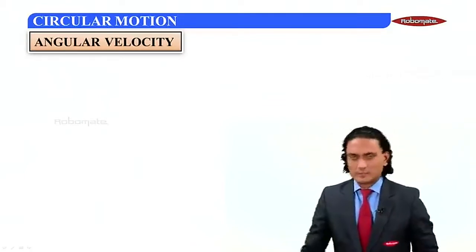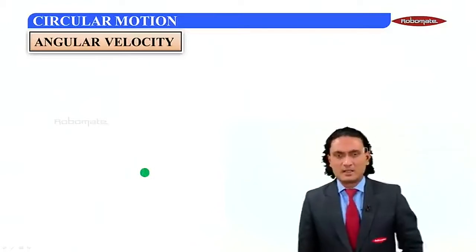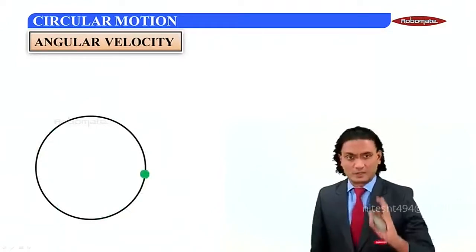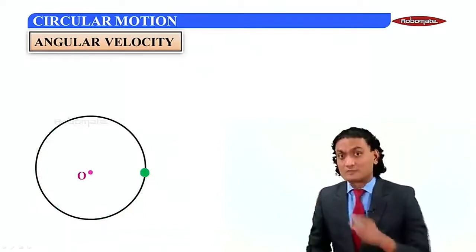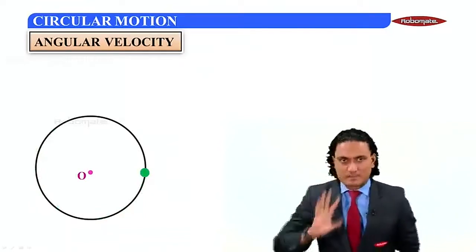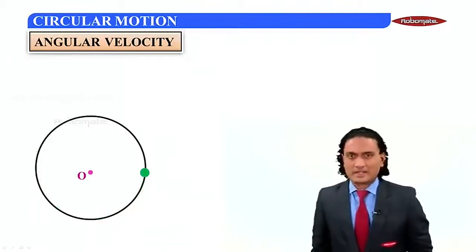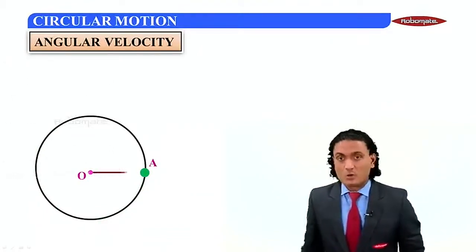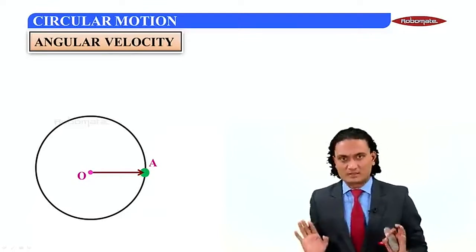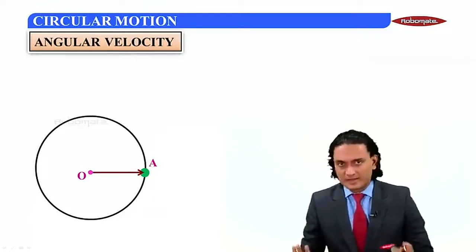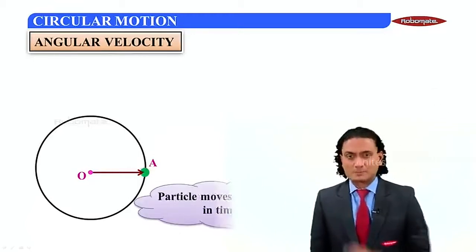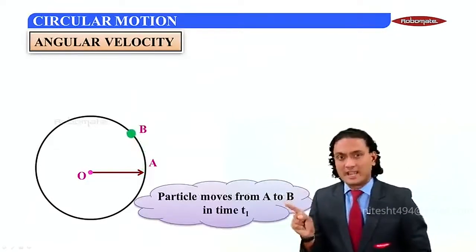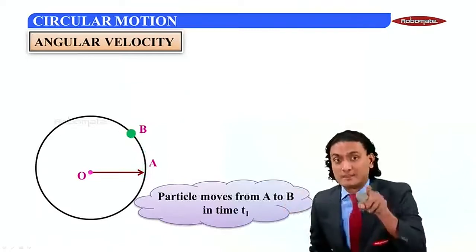Is that clear? For that, I am going to consider a particle. Now this particle is performing a circular motion. Let point O be the center of the circular path traced by the particle. Now, the particle is at position A. So now OA will be the radius vector. Is that clear? OA is my radius vector. Now let us say that this particle starts to move. Now this particle moves from position A to position B in time t1.